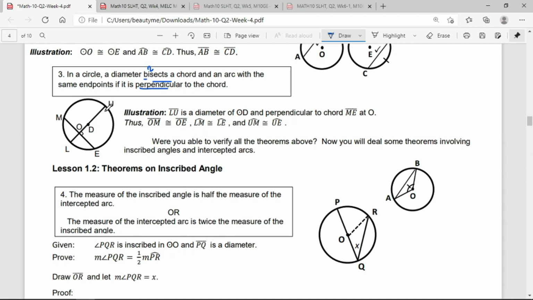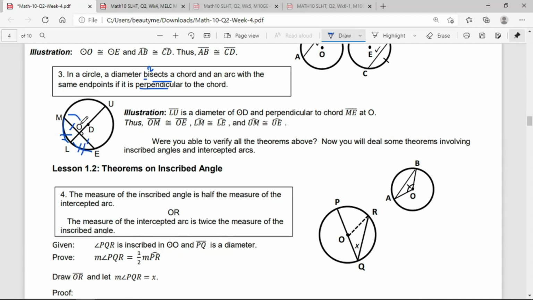Since line segment LU, the diameter, and line segment ME, the chord, intersect each other and form a right angle, they are perpendicular. Since they are perpendicular, the line segments MO and OE are congruent. They have the same measurement. And not only that, we also have here arc ML and arc LE. Since the diameter is perpendicular to the chord, it also bisects the arc. Meaning, arc ML is congruent to arc LE.